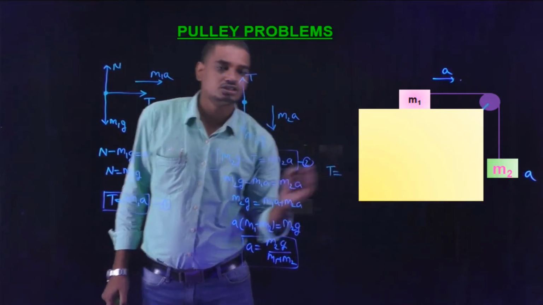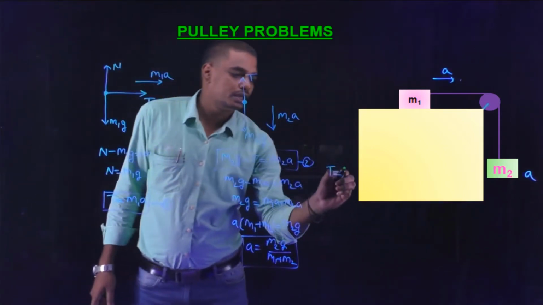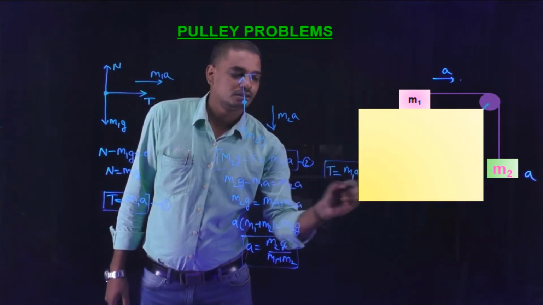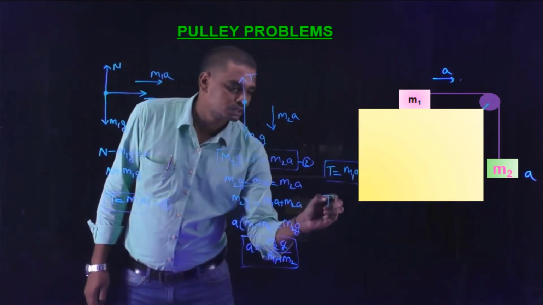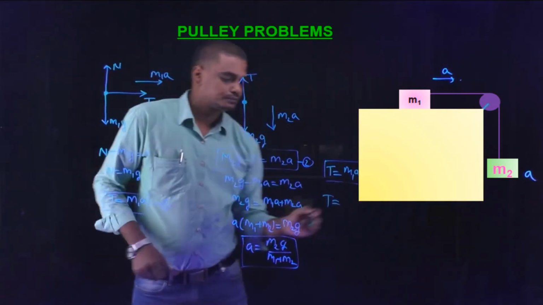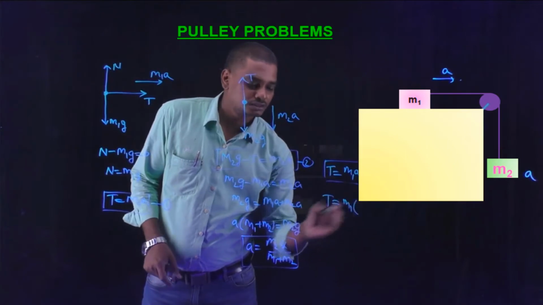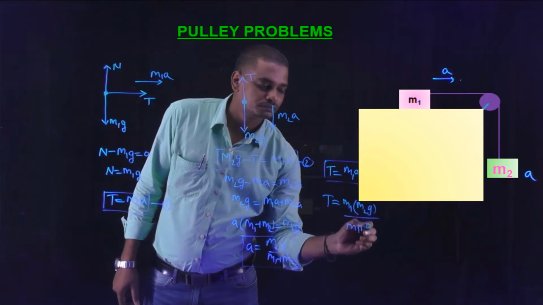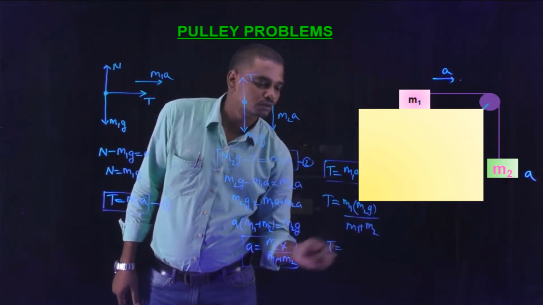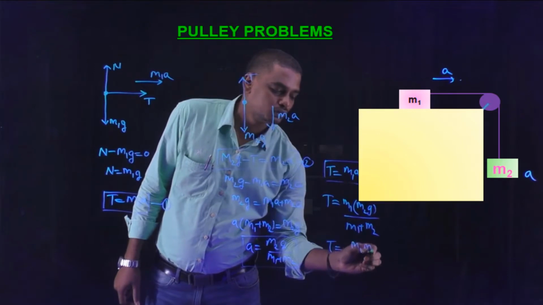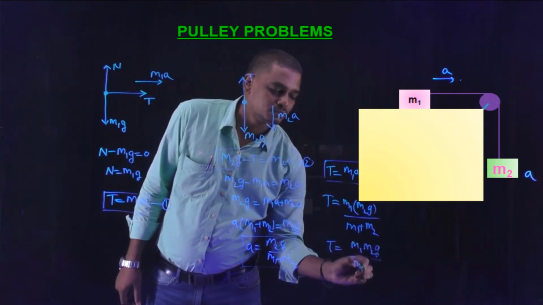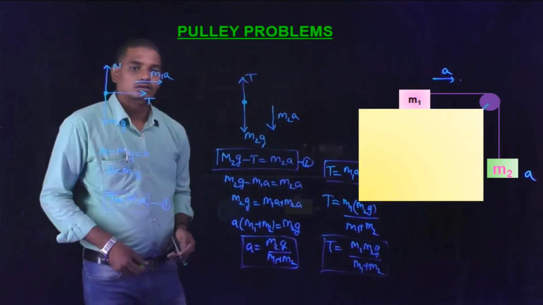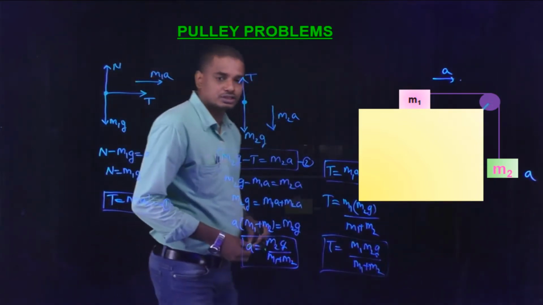From this acceleration, the tension in the string can be written as tension T is equal to m1 into a, from equation 1. So tension in the string T is equal to m1 into m2g by m1 plus m2, which can be written as T is equal to m1 m2 g by m1 plus m2. This is the tension in the string.